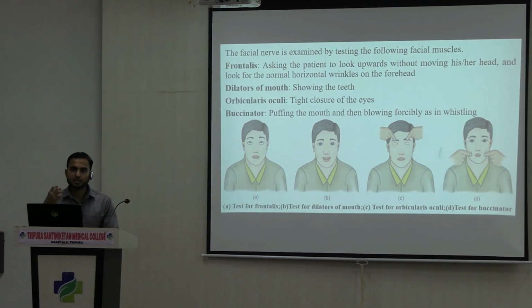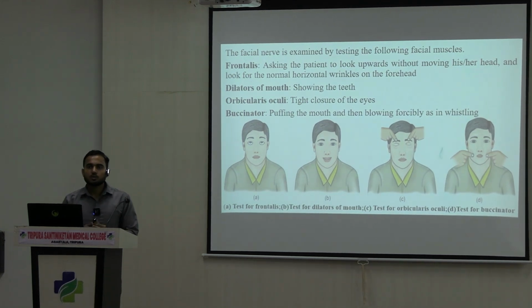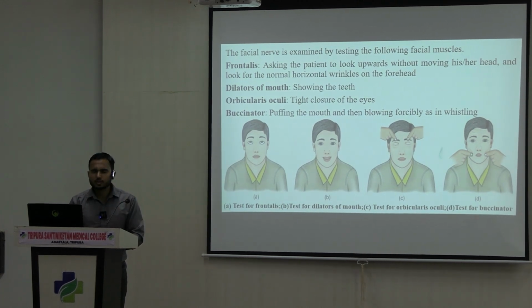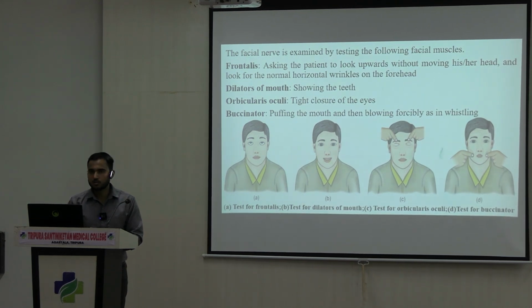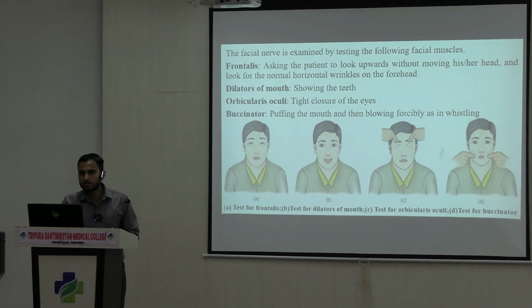Next, you will ask the patient to close the eye, or what will you do? You will ask the patient to close the eye forcefully. So when the patient closes their eye forcefully, at that time you will check whether both the eyelids are joined together or not. If the patient is able to close the eyes on both sides, that means it is normal. So here you are testing the orbicularis oculi muscle.